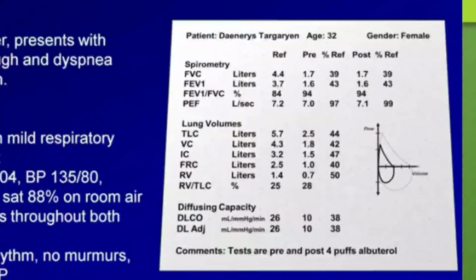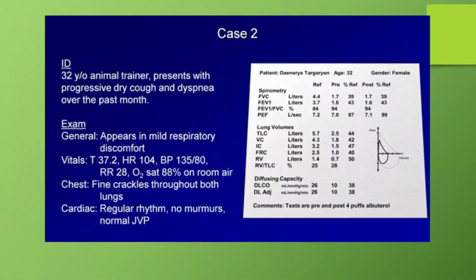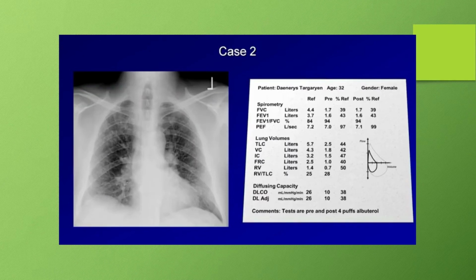And if you look at the flow volume loop, the shape of the curve is normal, but you can see it is narrowed down. The gap between the total lung capacity and the residual volume is narrowed down. So we can say that it is a case of restrictive lung disease. And you can see the chest x-ray of this patient here. The patient is suffering from interstitial lung disease.